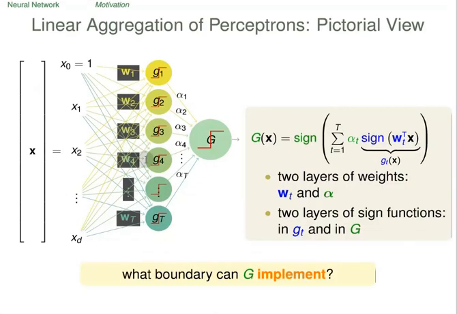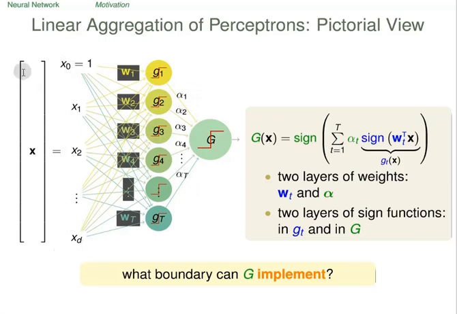What can we achieve with the linear aggregation of perceptrons? Let's take a look at this picture where we combine several perceptrons. We can create an interesting structured model. Here we have a two-layered structure, and each layer has different weights. The first layer is represented by W's, and the second layer's weights are represented by alphas.